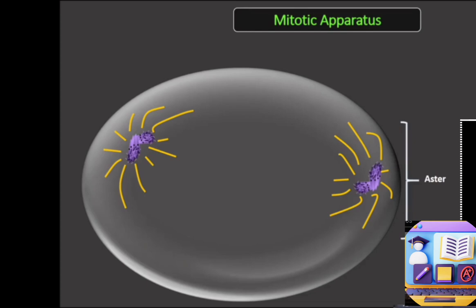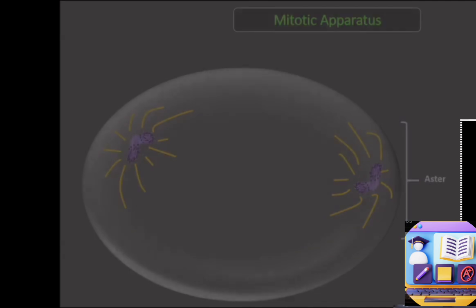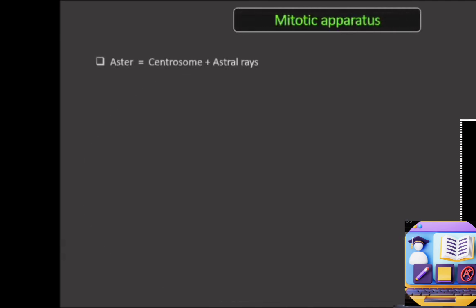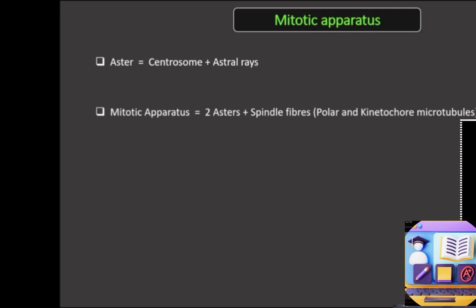The microtubules that are radiated out of the centrosome are called astral microtubules or astral rays. So what we have learned is that one aster is composed of a centrosome along with the astral rays, that is, the microtubules radiating out of it at the polar region of the cell. What is a mitotic apparatus? It constitutes two asters along with the spindle fibers. These spindle fibers can either be of polar nature, polar microtubules, or kinetochore microtubules.